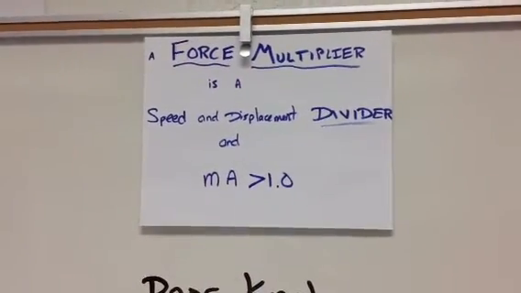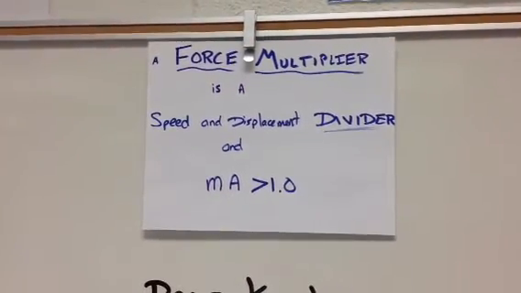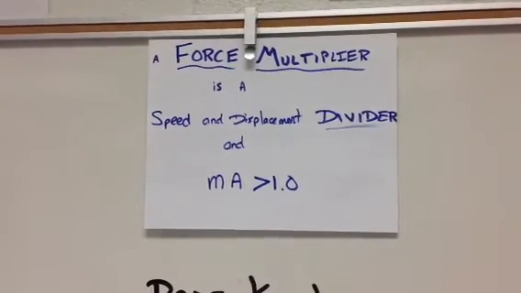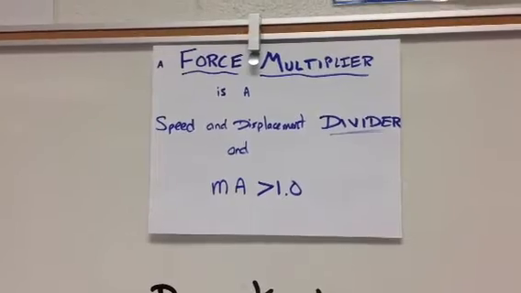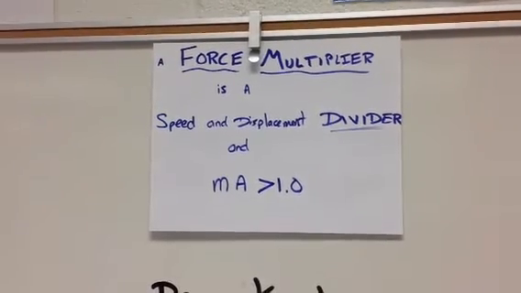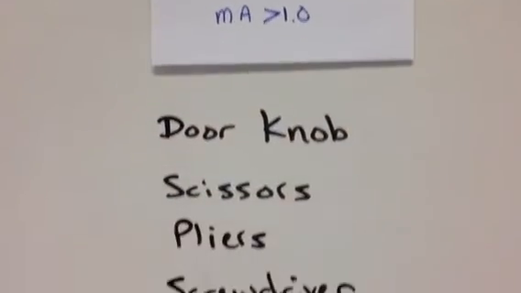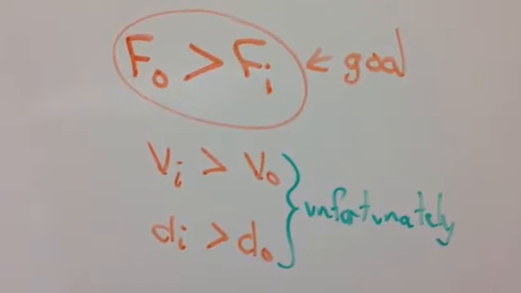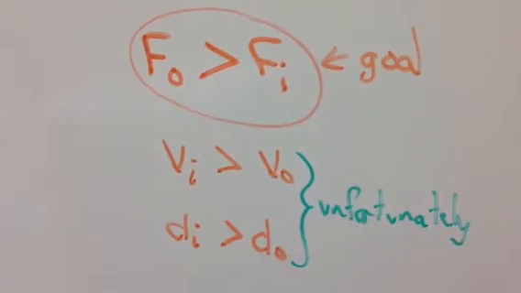Force multipliers, mechanical advantage greater than 1, meaning 2, 3, 5.7, whatever it happens to be. These things are designed to take a smaller input force and give you a larger output force. The idea is that the output force should be greater than the input force.